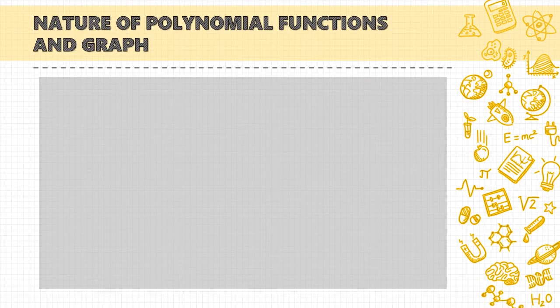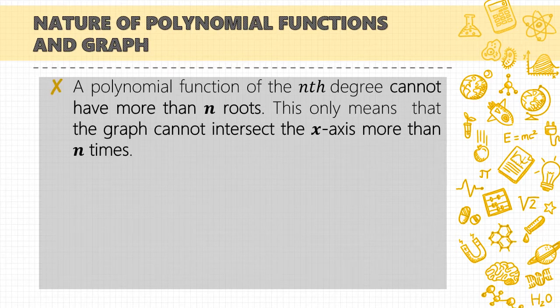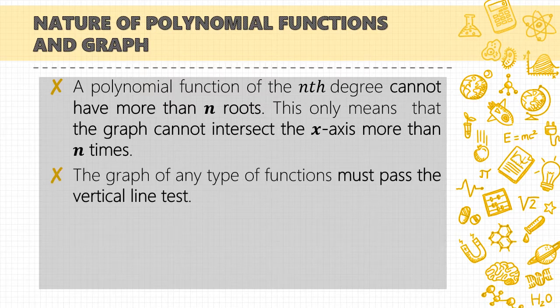Here are some of the important principles that must be kept in mind before graphing polynomial functions. First, a polynomial function of the nth degree cannot have more than n roots. This only means that the graph cannot intersect the x-axis more than n times. Second, the graph of any type of function must pass the vertical line test. This means that when you draw a vertical line anywhere on the graph of the function, it will pass only once.